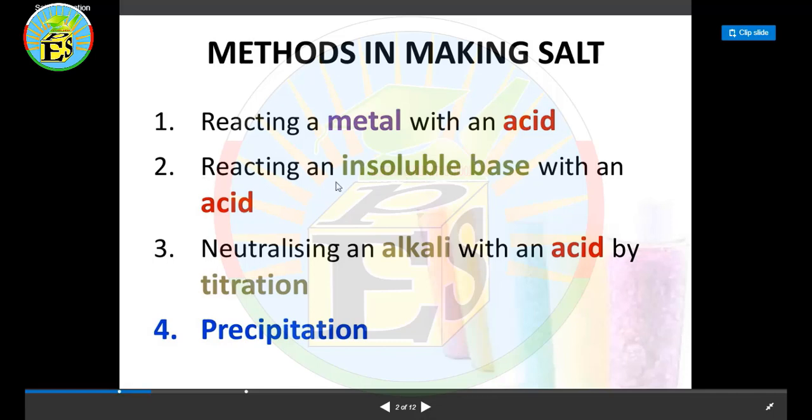Second method is reacting an insoluble base with an acid, or in simple, when we will react base or alkali with an acid, it will produce salt. Or when we will react alkali with acid by titration, it will produce salt. And the fourth one is precipitation.